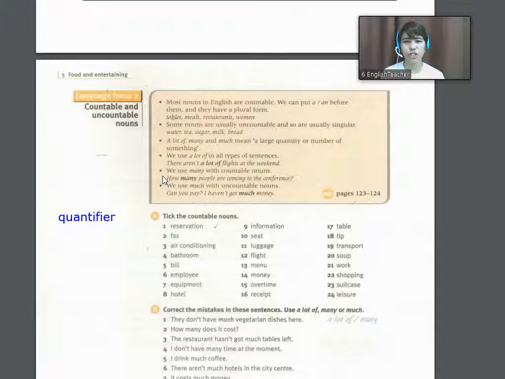Next, much. We use much with uncountable nouns. Uncountable nouns are nouns that we can't count. For example, I haven't got much money. So we use much for something that we cannot count, such as money, much information, much food. We cannot count food, that's why we have to use much. Okay? Do you have any questions?